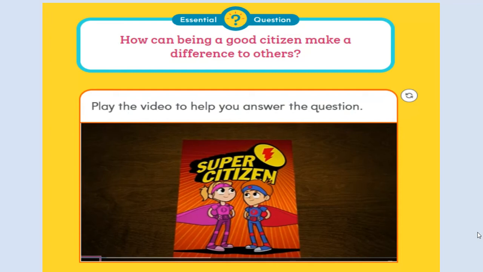So each of our modules is going to have what's called an essential question. What does essential mean? Essential means important, very important. So an essential question is going to be a very important question. It's going to be important to everything that we're going to be learning about in this module.